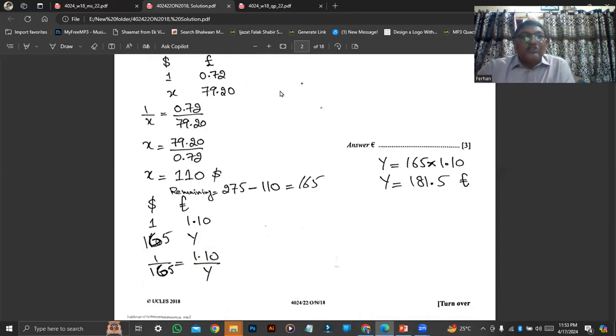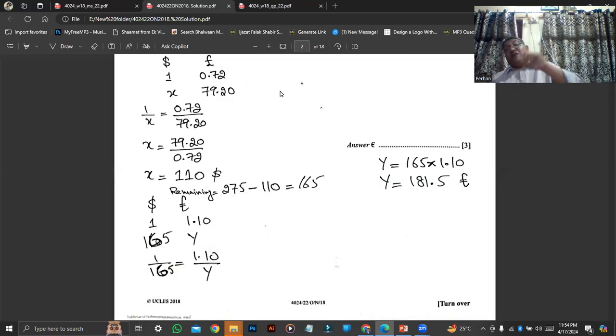So here we go. The dollars and the pounds: $1 is equal to 0.72 pounds, and they have got 79.20 pounds. So how many dollars have they converted? I'm using the method of proportionality. So 1 by x is equal to 0.72 divided by 79.20. So x will be equal to 79.20 divided by 0.72, and that is $110. He originally has $275, so that means he has converted $110 into pounds. So the remaining dollars he is left with is $165.